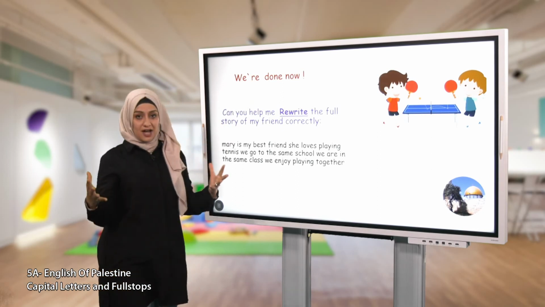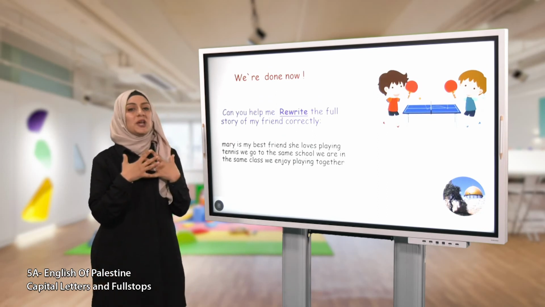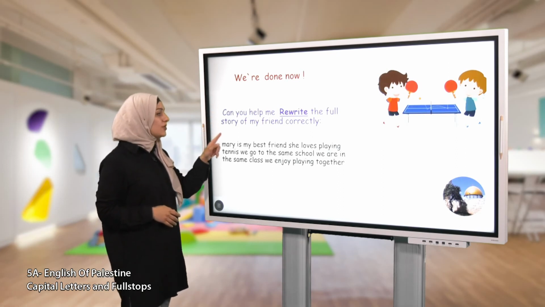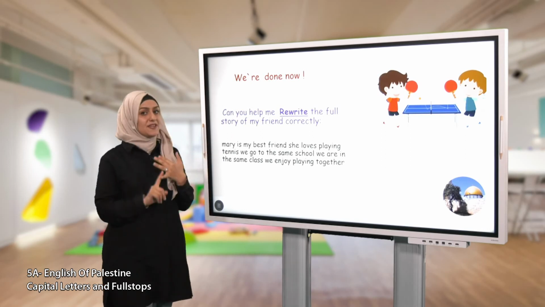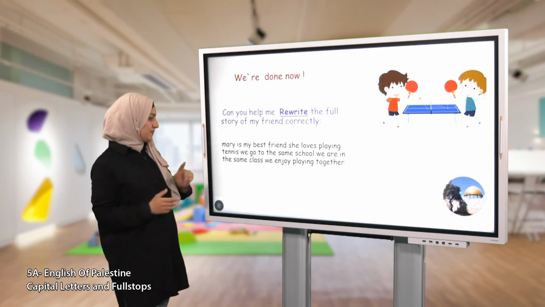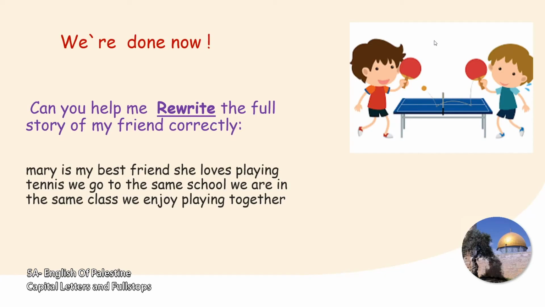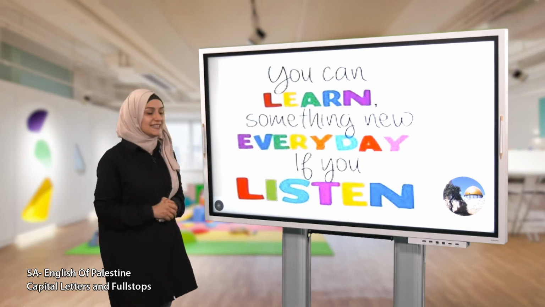Now, we are done. I want you to check your understanding of full stops and capital letters and to help me rewrite the full story of my friend correctly. Actually, I forgot to put capital letters and full stops. Please help me rewriting the story. I will read it to you. Mary is my best friend. She loves playing tennis. We go to the same school. We are in the same class. We enjoy playing together. Try to do it. I'm sure you can do it. Now, as you know, you can always learn something new when you listen carefully.